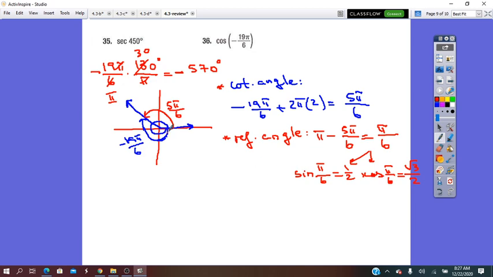Therefore, we can say, in the second quadrant, the cosine is negative and the sine is positive. Therefore, we can say cosine negative 19 pi over 6 equals, the reference angle is pi over 6, so the cosine value will be the same as pi over 6, but it will be negative. So negative square root 3 over 2.